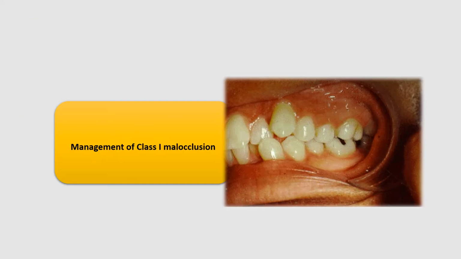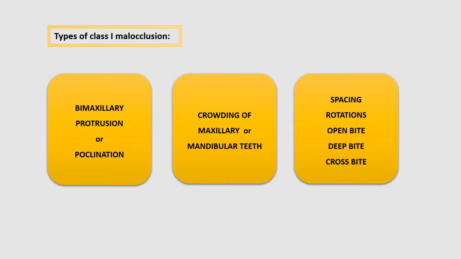We shall begin with the management of Class 1 malocclusion. So what are some of the variations or deformities which are associated with Class 1 malocclusion? There can be bimaxillary protrusion or proclination. There can be crowding of maxillary or mandibular teeth, and also there can be presence of spacing between the teeth. There can be rotated teeth. There can be open bite, deep bite, or presence of cross bite.